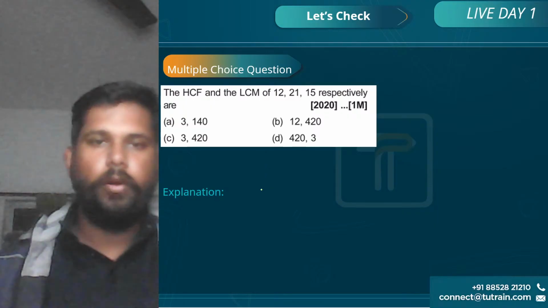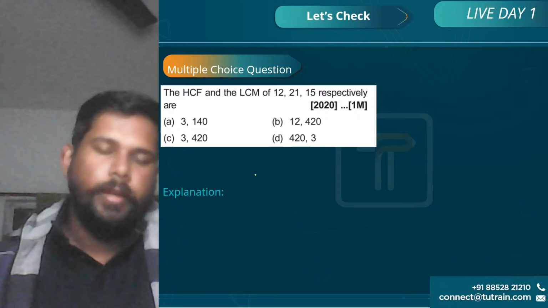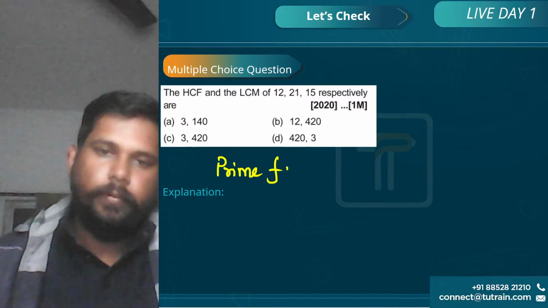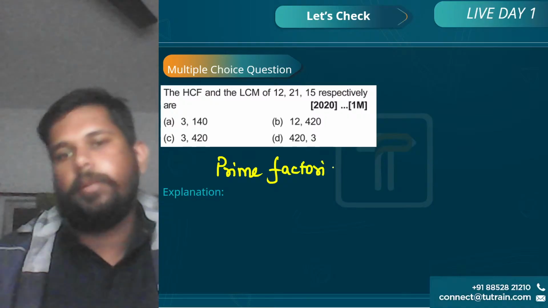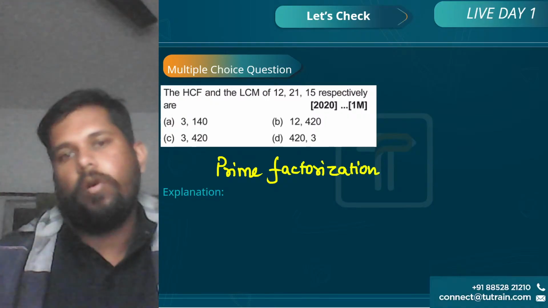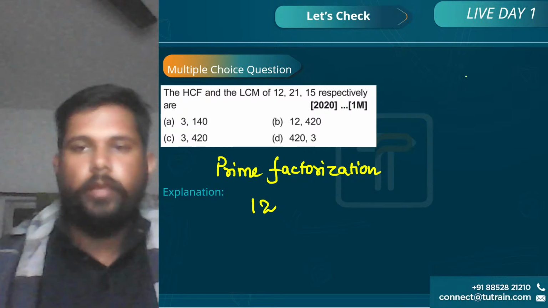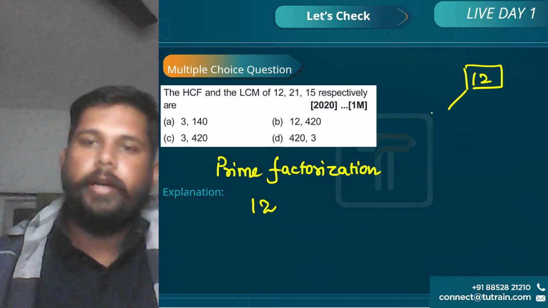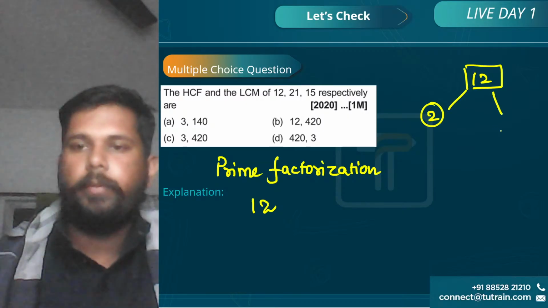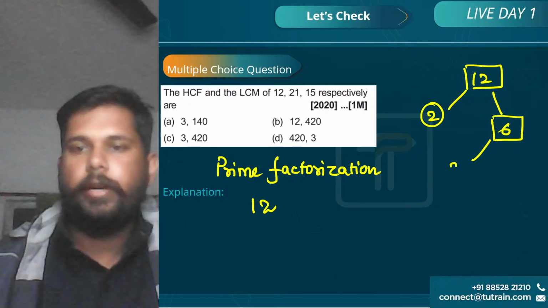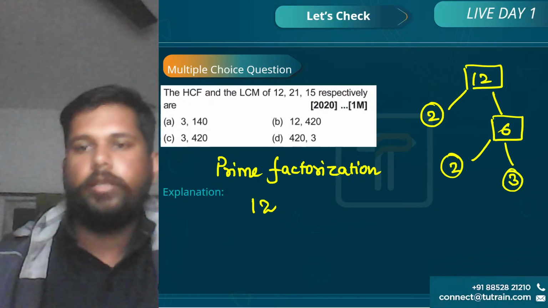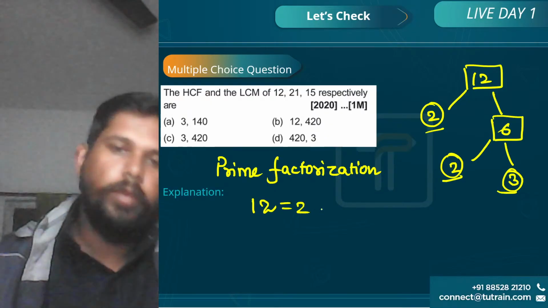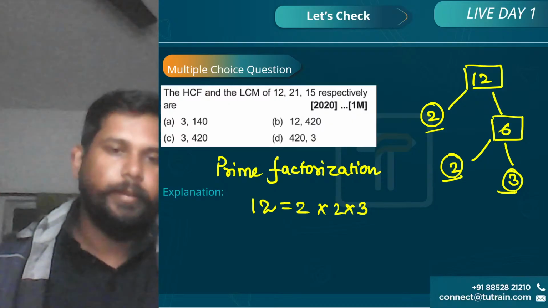Alright. So here, let's first do the prime factorization, right? Let's first do the prime factorization of 12. So 12 divided by 2, it will be 6. 6 divided by 2, it will be 3. So its prime factors will be 2, 2 and 3. So it is 2 times 2 times 3, right?